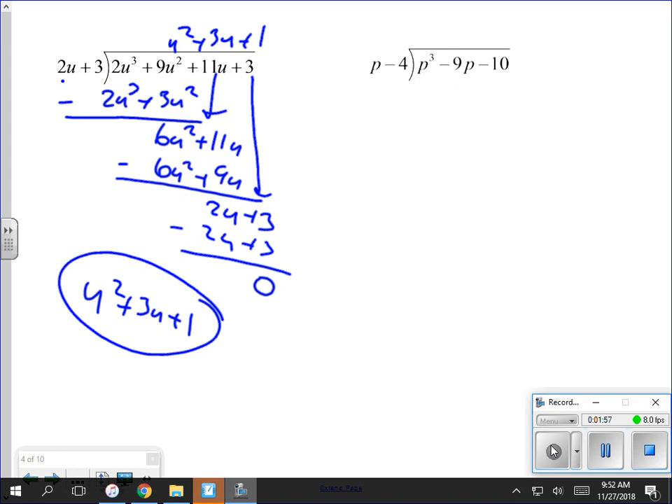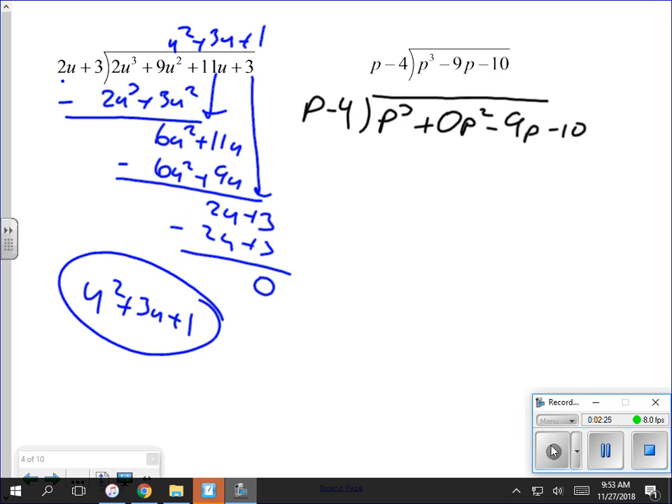Okay. On the second one, I have p cubed. I do not have a p squared. I have a p and I have a p to the 0 power. I need to rewrite this to give me a p squared in here. So I have p cubed plus 0p squared minus 9p minus 10.